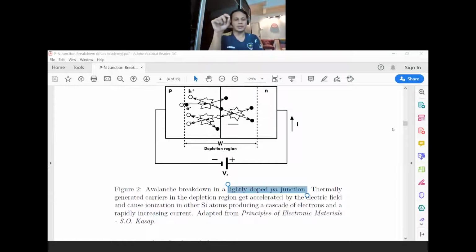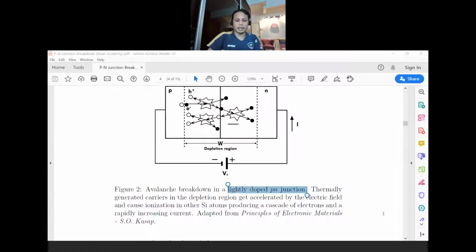That's the avalanche effect. So one is going to knock, you get two, two you get four, four you get eight, eight, sixteen, all within a fraction of a second. This is called impact ionization. Impact ionization, let me type.